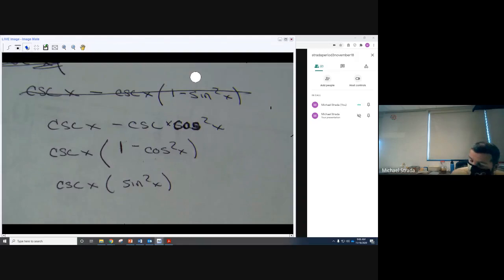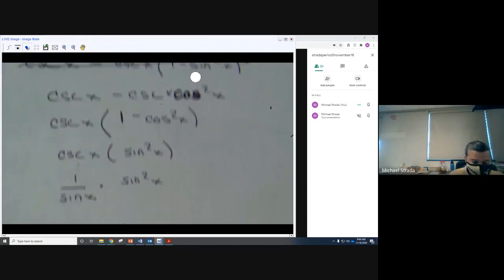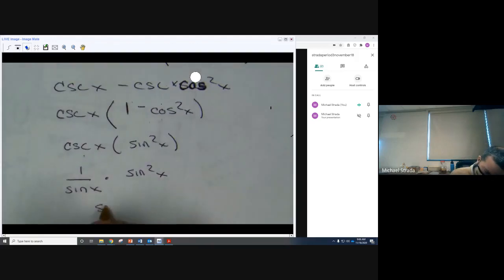Everybody good with that? Now, cosecant x, and this goes to write everything in terms of sine, is 1 over sine x times sine squared x. And when we're done with that, we end up with sine x.